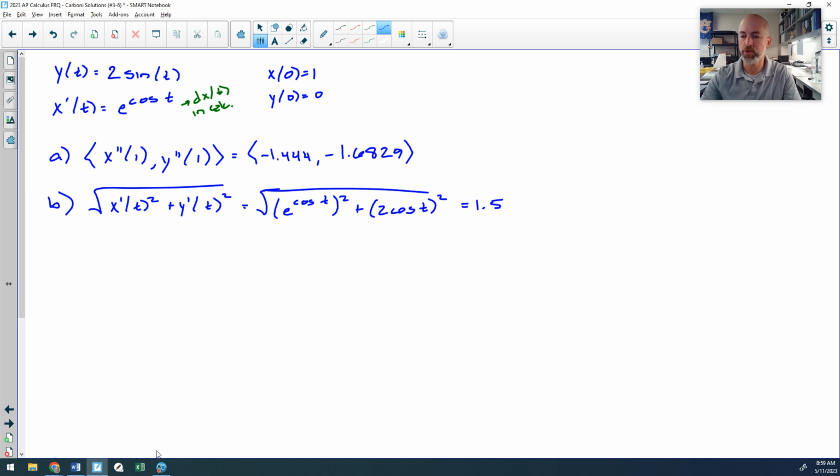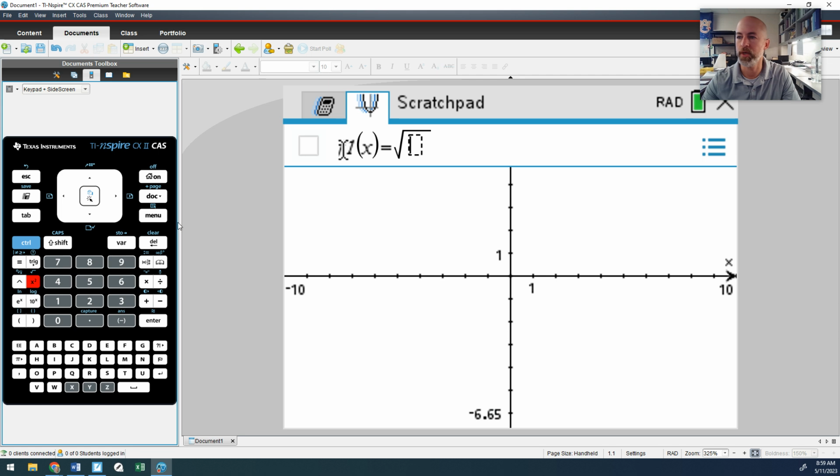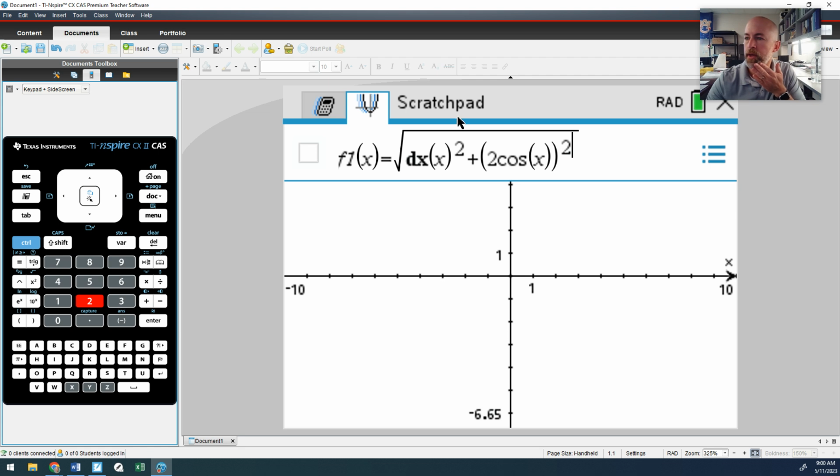So I'm now going to go to my calculator, and that is x prime, that is dx of t. So to my calculator, I need a giant square root of dx of x. And remember, in your graph screen, you have to use function x. So dx is x prime. I need to square that, and then plus the derivative of my y function, which is the quantity of 2 cosine of x squared, dx of x.